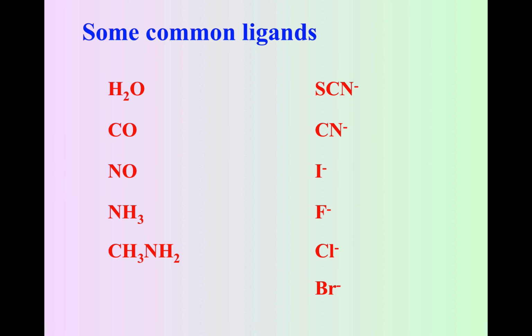And here are some of the common ligands. Water complexes with cations to form a hydrate. One that's important to us is ammonia. You see ammonia a lot as a complexing agent. Thiocyanate, cyanide, and we run into chloride a lot. The other ones are there, but the ones that we mostly run into are those.